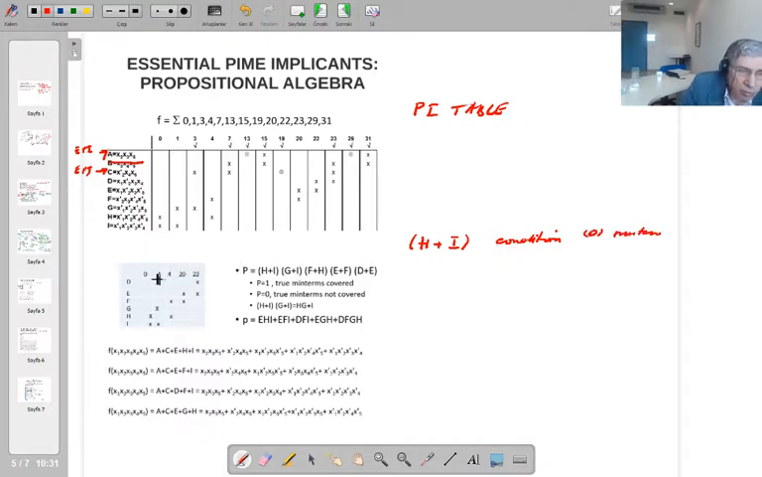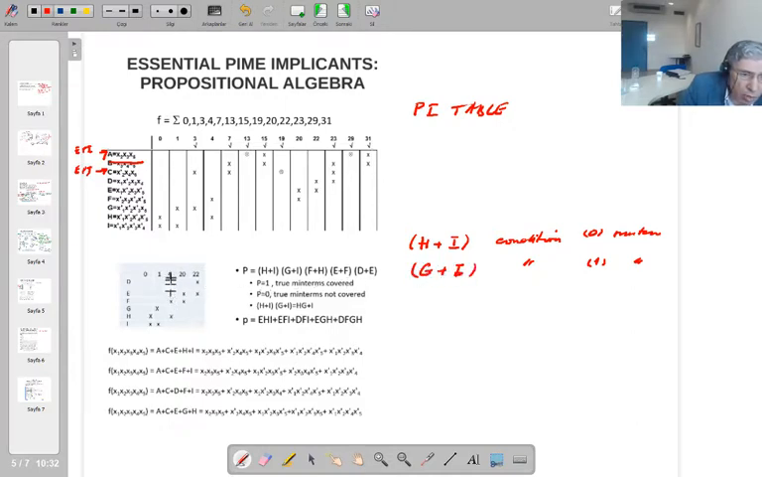So this is just one condition. The second condition is to cover true minterm 1. What is the condition to cover true minterm 1? Either G or H prime implicants should be chosen, G and I. That is the second condition.